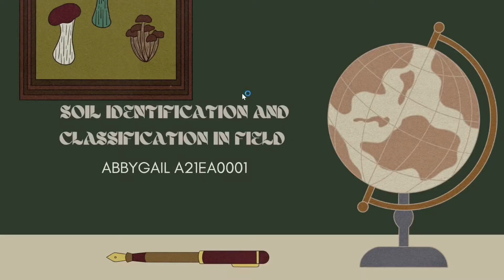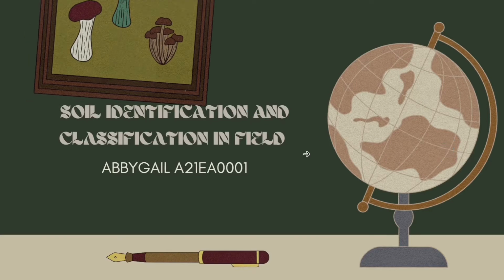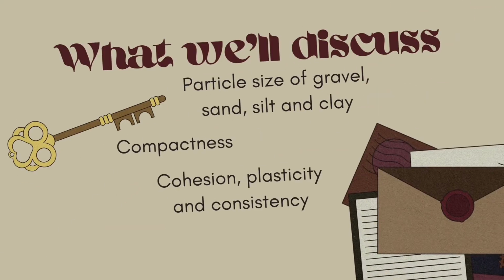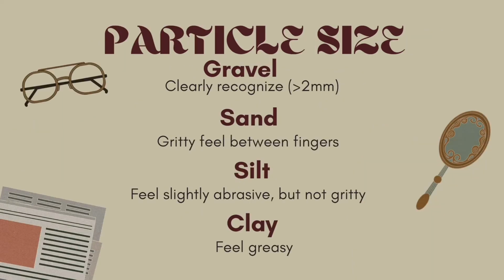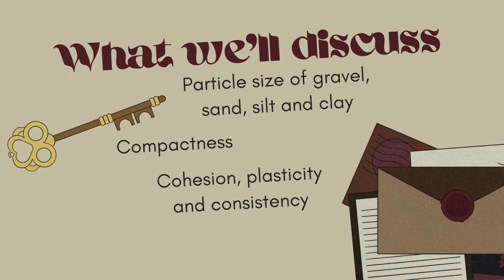Soil identification and classification. What we'll discuss. 1. Particle size of gravel, sand, silt, and clay. We can clearly recognize gravel. Sand feels gritty. Silt feels slightly abrasive but not gritty. Clay feels greasy.